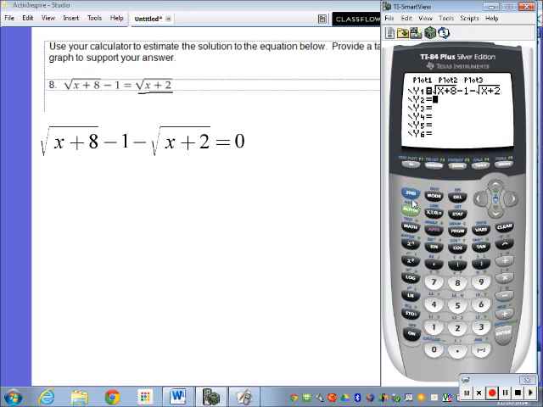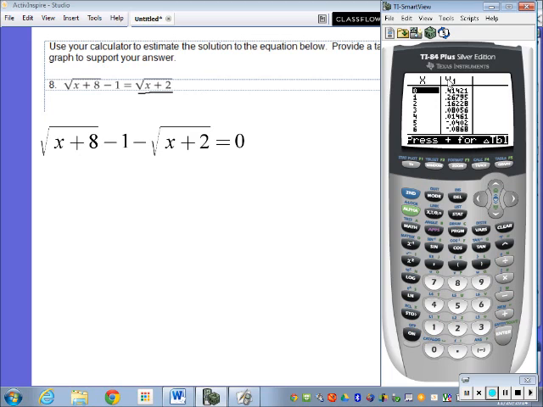So in order to do that, first I want to make sure my table setup is correct. So I go to Second, Table Set, above Window. And I want it to start at 0, and I want it to count by ones. This little triangle means delta, which is change. So it's asking you, what do you want the x values to change by? And so to get down there, I press enter, and I want it to change by 1. And then make sure your independent and dependent's on auto, and then go to Second, Table, and there's my table.